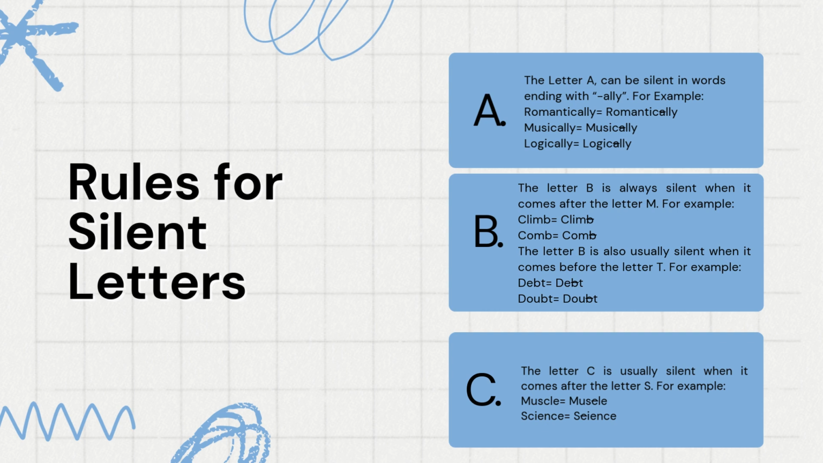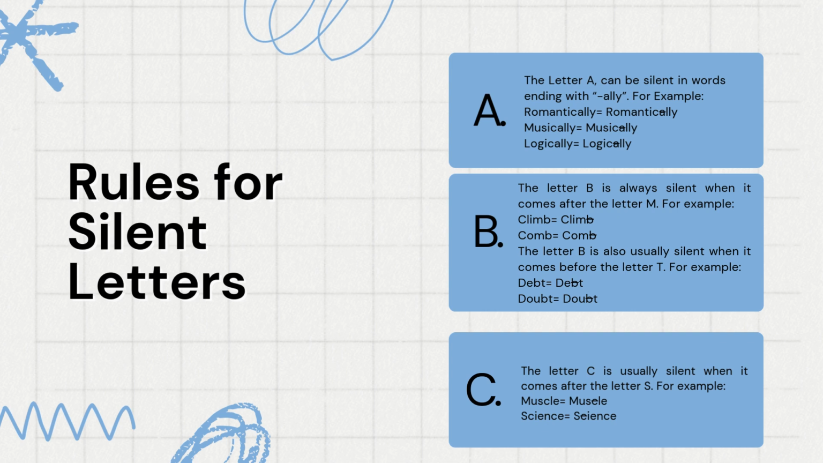The first is the letter A. The letter A can be silent in words ending with ALLY. For example, romantically, musically, logically.